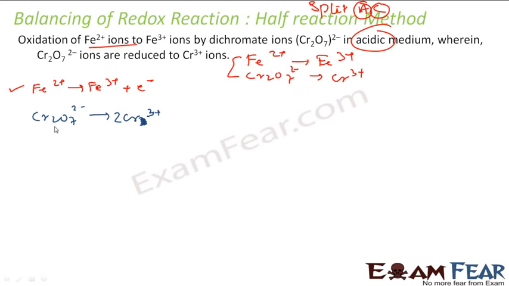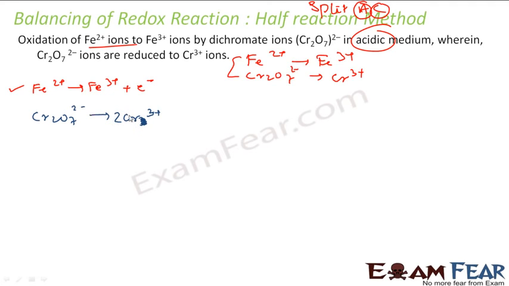Because the rule says that if you want to balance atoms, the first thing you have to do is balance all the atoms other than oxygen and hydrogen. Once you are done with that, only then can you balance hydrogen and oxygen, right? So the next step is to balance oxygen. Here we have 7, here we have 0.